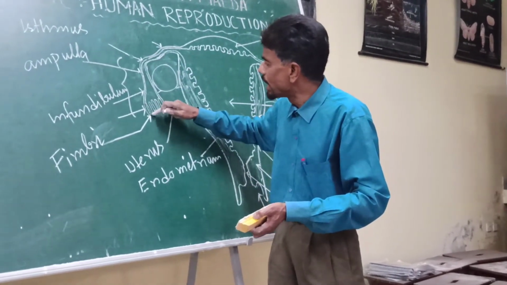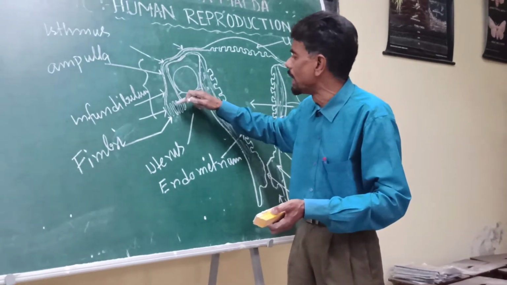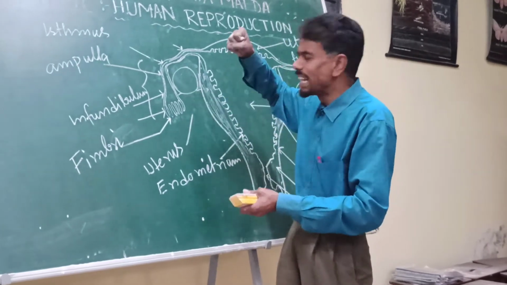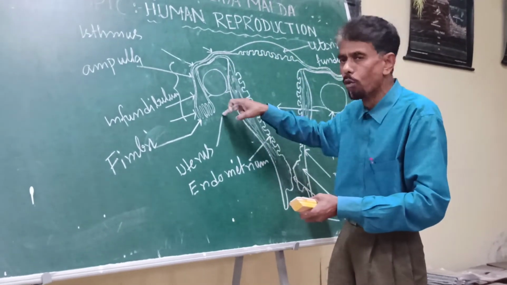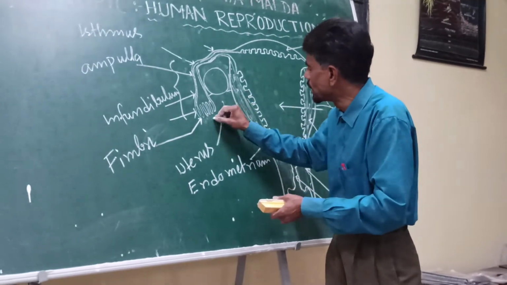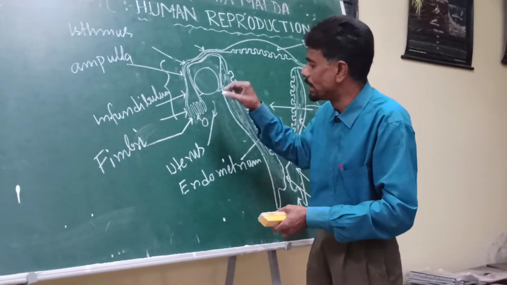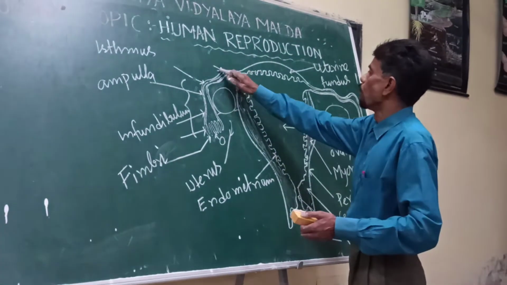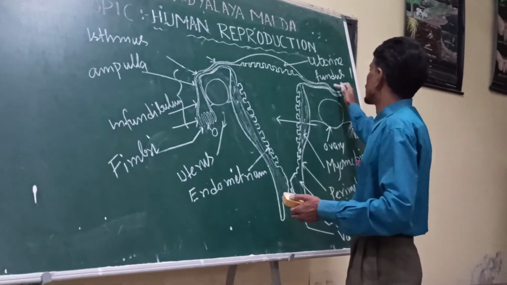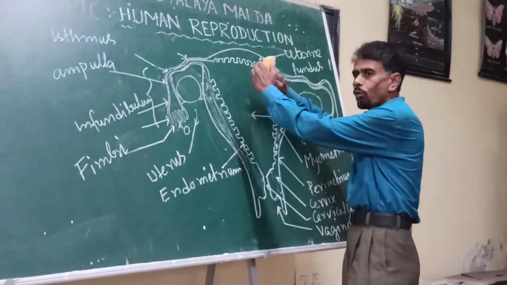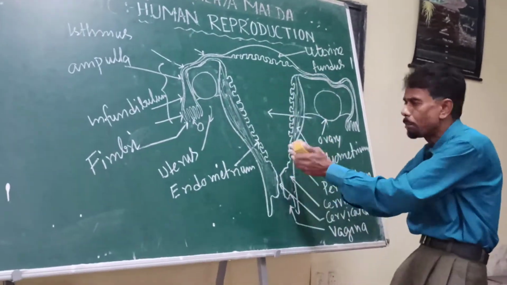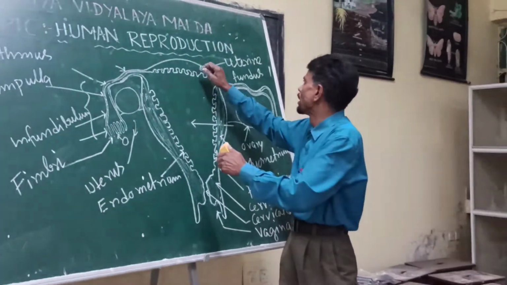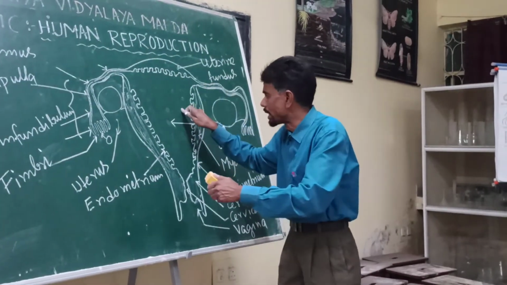The anterior end of the infundibulum has finger-like tips, which help in picking up the ovum released from the ovary. When the ovary releases the ovum, it is picked up by this fimbriae. This is called the fimbriae. Now, the oviducts from both sides meet to form a wide, dilated, inverted pear-shaped structure called the uterus. It has a uterine fundus and a uterine cavity.